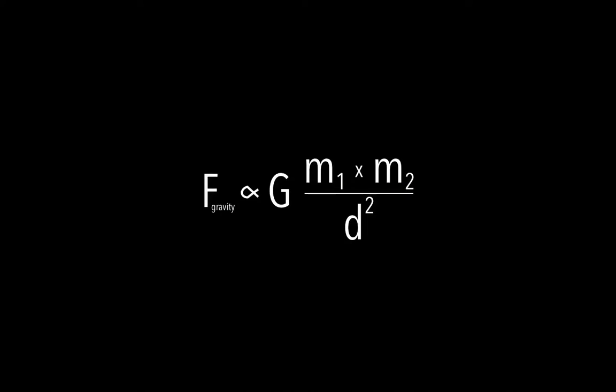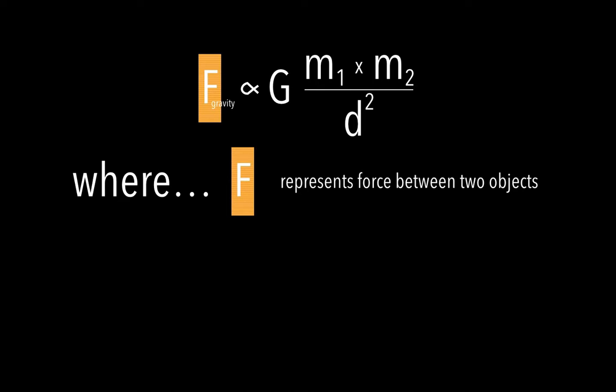So here I have the general equation for universal gravitation: the force of gravity is proportional to big G, our gravitational constant, which we'll talk about in a minute, times the mass of the first object times the mass of the second, divided by the distance between those two, the distance between the two center points, or the radii, squared. Okay? So let's take a look at this.